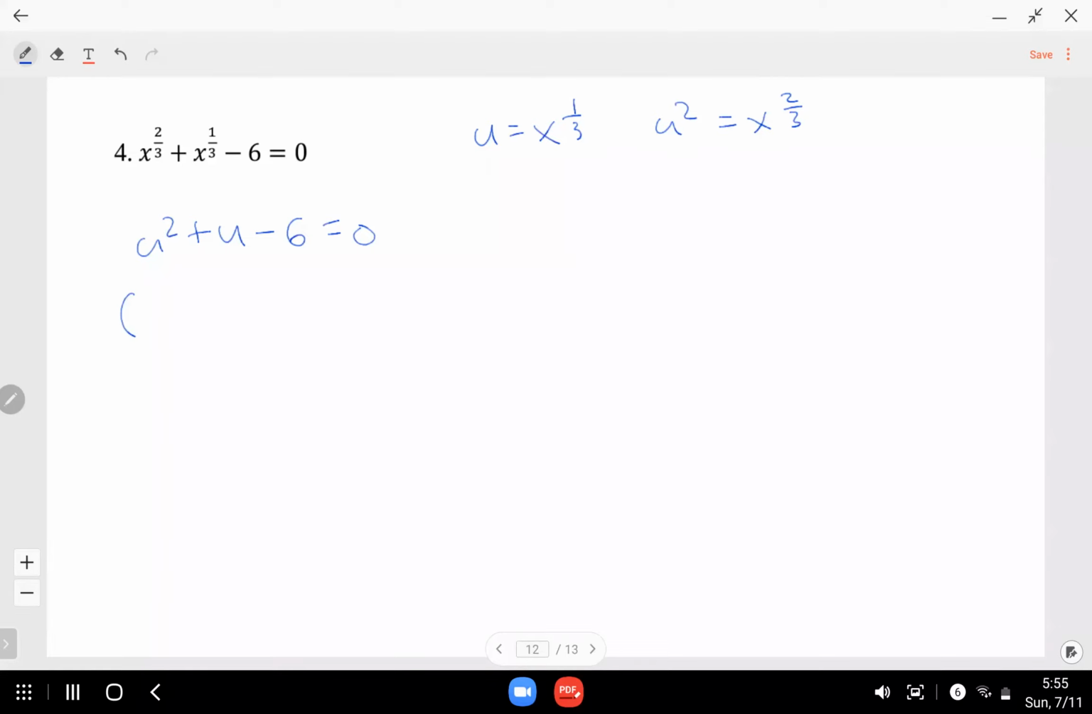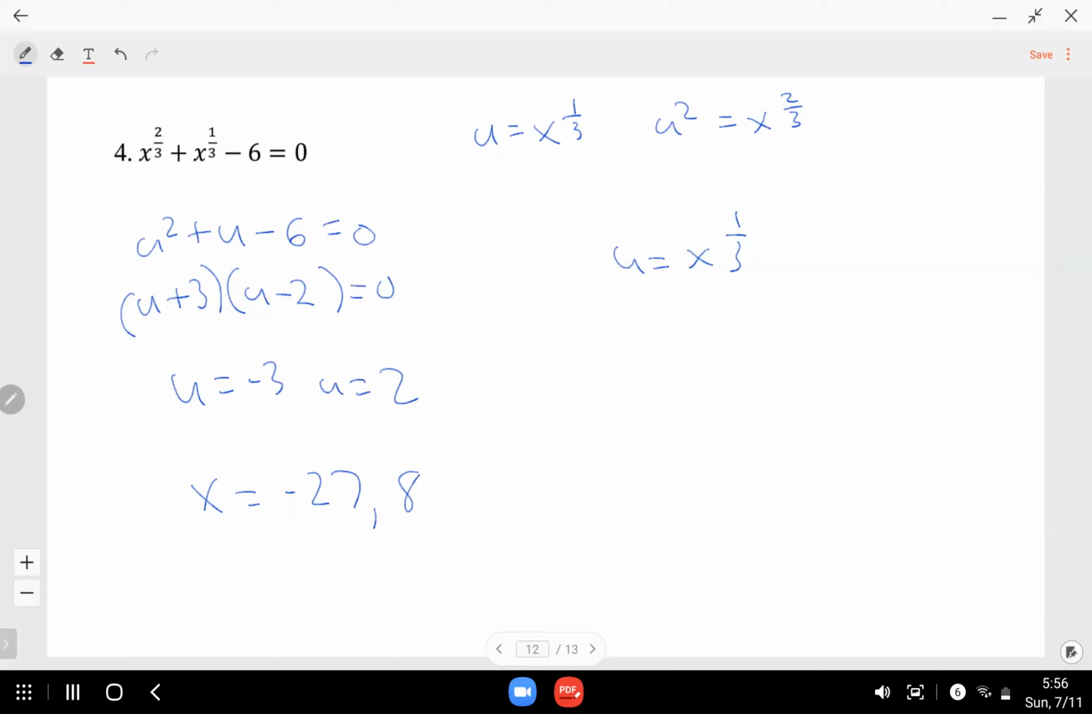After we factor, u plus 3, u minus 2 equals 0, okay? And we get u equals -3 and u equals 2. Since u equals x to the 1/3, we need to cube both sides to actually get x. So let's cube these solutions. x equals -27 and 8.